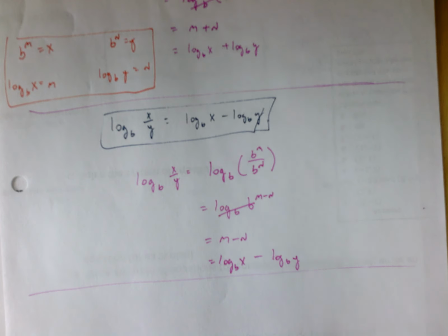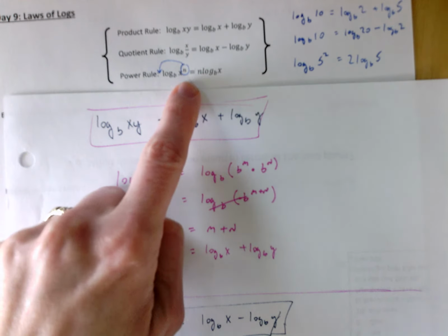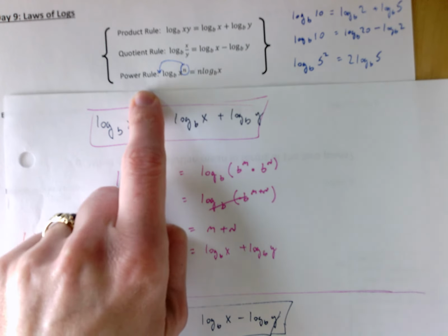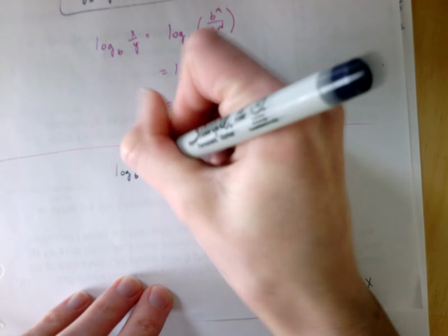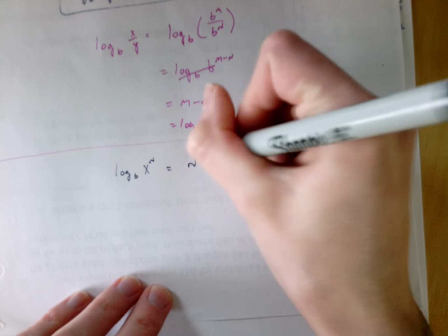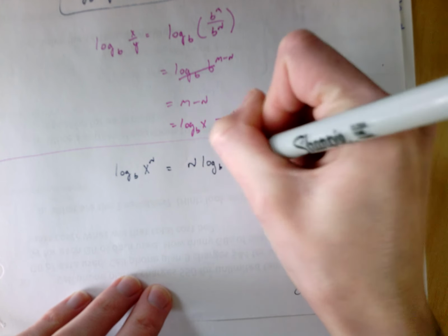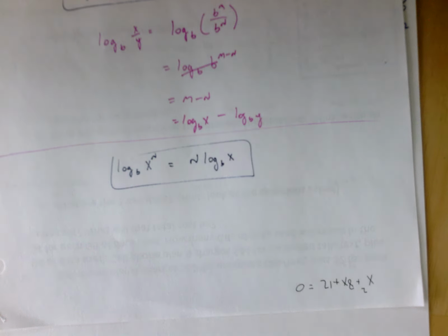Okay, so now let's prove the last one. So the last one is our power rule, this thing that says you can take this exponent and just sort of drop it down the front. Okay, so let's look at this guy. So I'm just going to copy that rule down here. So the log base b of x to the n, we want to show that this is the same thing as n times log base b of x. That's what our goal is. So we're going to start on this side and keep rewriting things until we get to this.